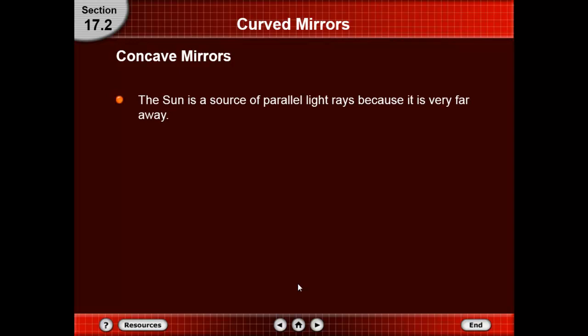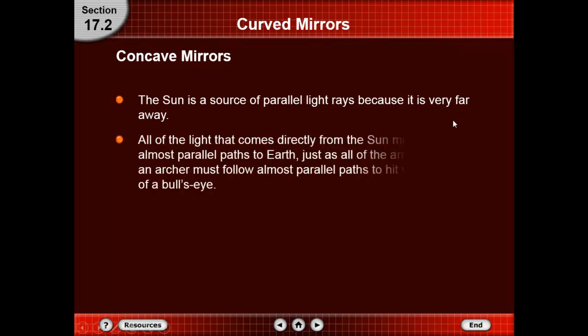We know that the sun is the main source of light on Earth, and the rays which come from the sun are parallel because it's very far away. All of the light that comes directly from the sun must follow almost parallel paths to the Earth, just as all of the arrows of an archer must follow almost parallel paths to hit within the circle of the target.